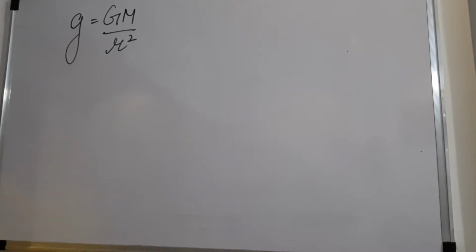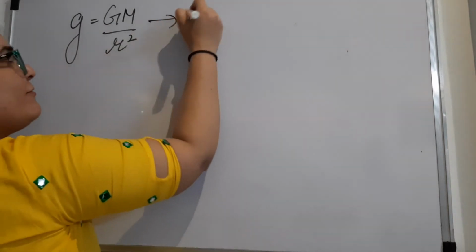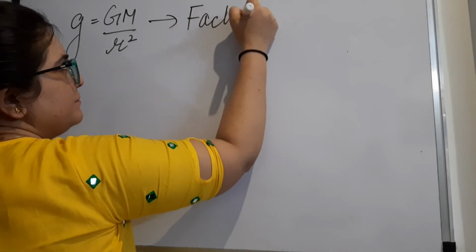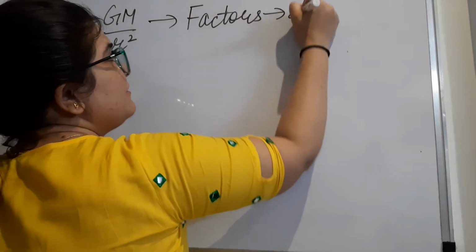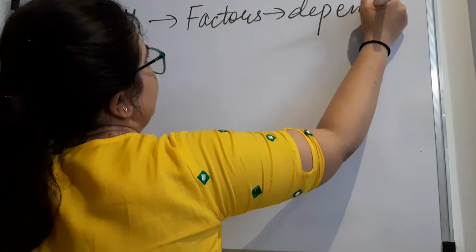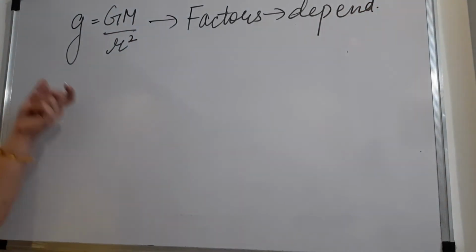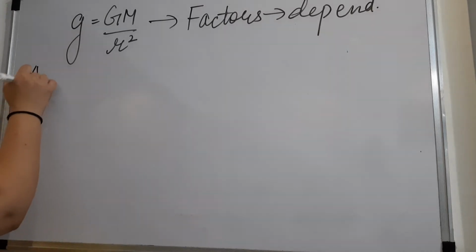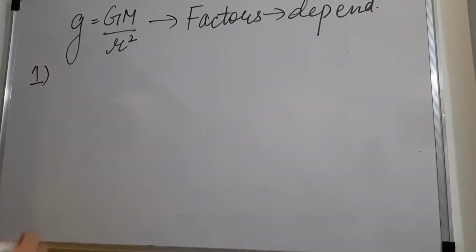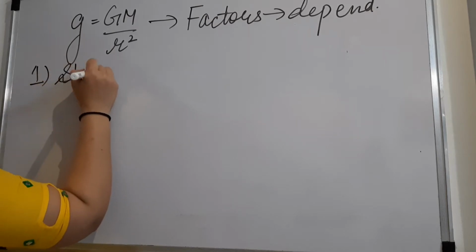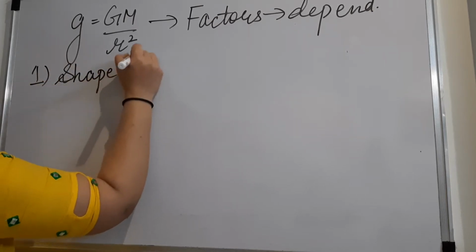Now what we are going to do? We are going to discuss some of the factors on which the value of g depends. Okay. Now this acceleration due to gravity depends on what factors, that we are going to discuss in detail. First factor that we have to talk about is the shape of Earth. Very important factor, shape of Earth.